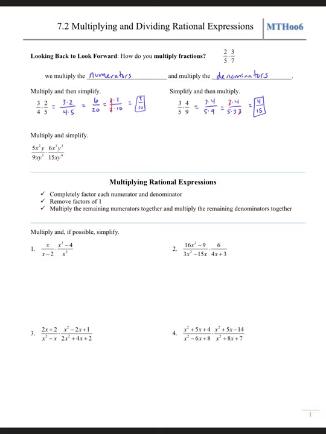Okay, so for this first one, we multiply the numerators. 3 times 2 is 6, 4 times 5 is 20. We factor out the common factor. They each have a common factor of 2, so it'd be 2 times 3 and 2 times 10. Cancel out that factor equal to 1. We're left with 3/10.